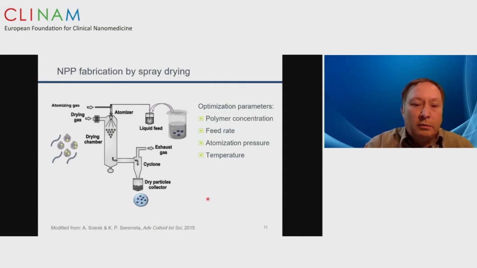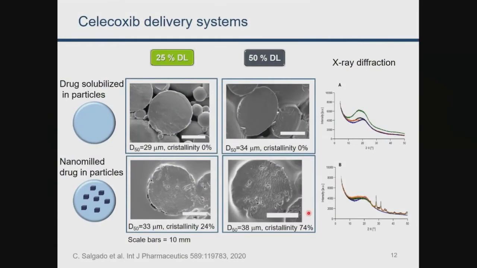So we have our particles, and I'd like to show you now the characterization of these particles using a specific drug. It is celecoxib. It's a selective cyclooxygenase 2 inhibitor, an anti-inflammatory drug. It's commonly prescribed in the symptomatic oral treatment of osteoarthritis. It's an alternative to corticosteroids. So we produced two types of particles. First, the drug-solubilized particles, which are on the top row. The lower row shows the nanocrystalline drug in particles. All particles have a median diameter in the range of 30 micron.